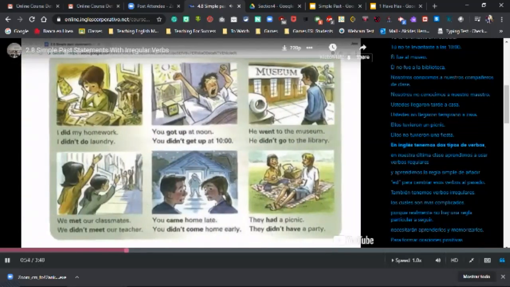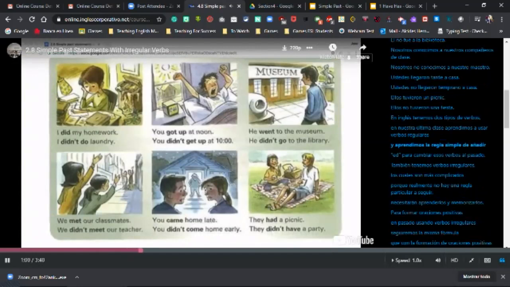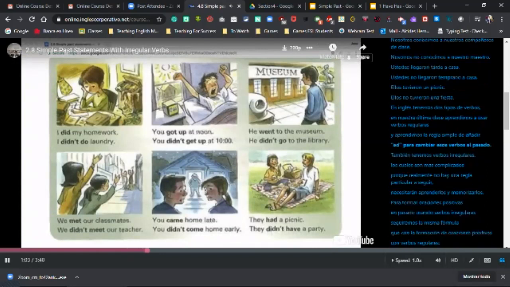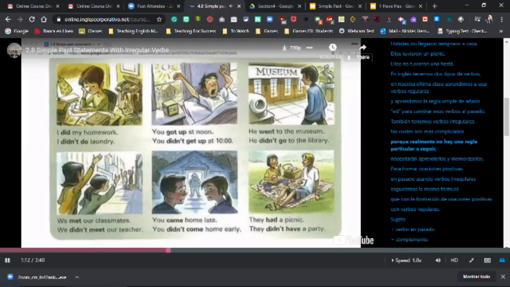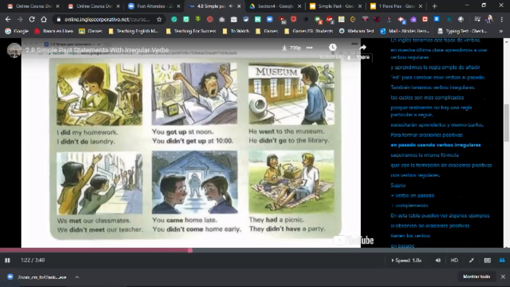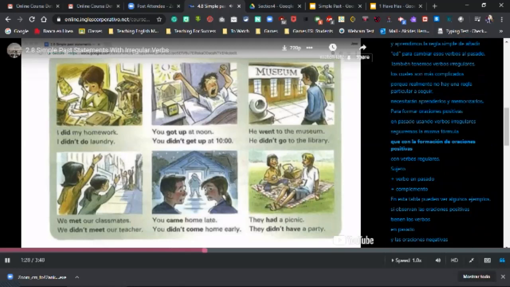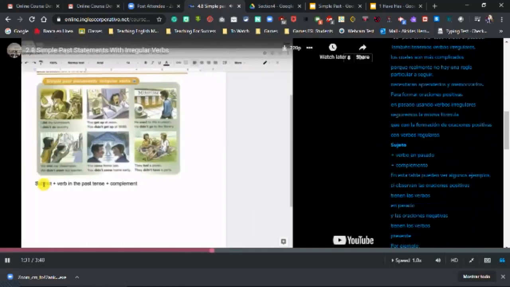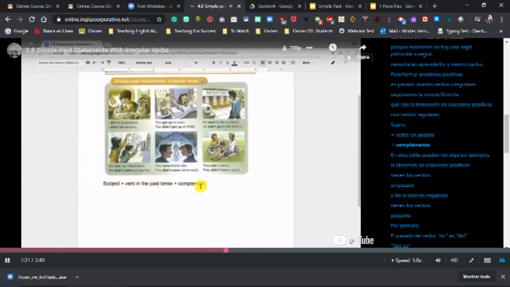In English, we have two types of verbs. In our last class, we learned how to use regular verbs and learned the simple rule of adding ed to change those verbs to the past tense. We also have irregular verbs, which are more complicated because there really isn't a particular rule to follow. You will need to learn them and memorize them. To form positive statements in the past using irregular verbs, we will follow the same formula as with regular verbs: subject plus verb in the past tense plus complement.